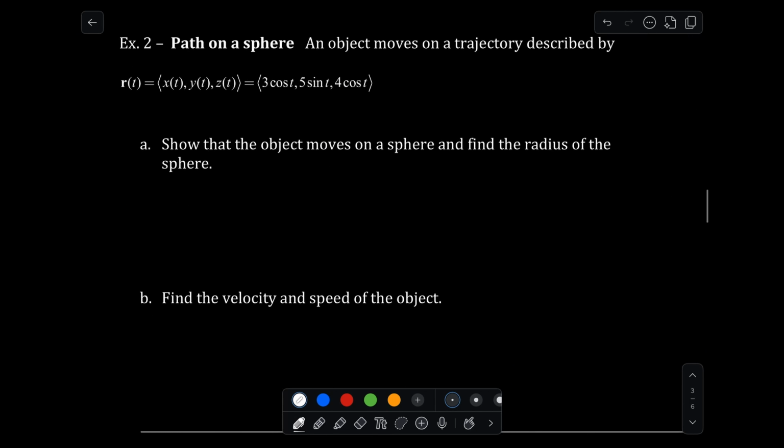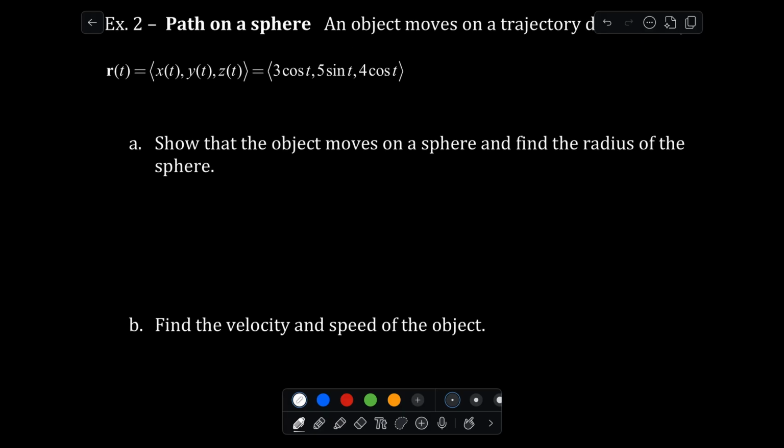Now, for example 2, feel free to pause the video and try this one on your own. This one involves knowing the formula of a sphere, so that's going to be x squared plus y squared plus z squared equals a squared, and working from there. So yeah, feel free to pause the video.